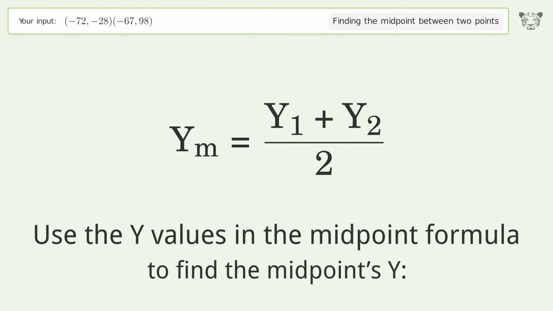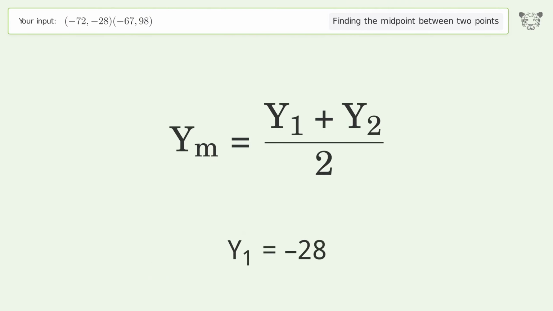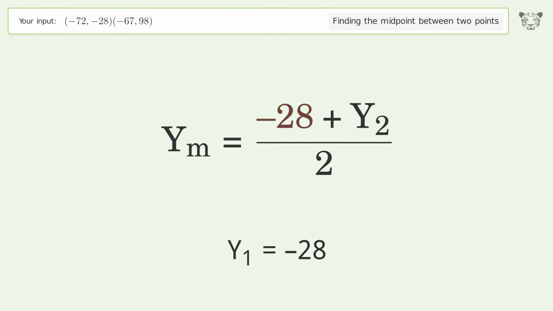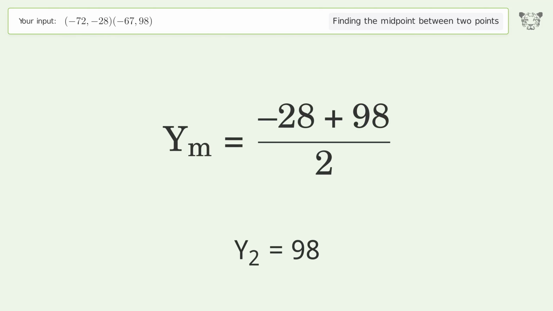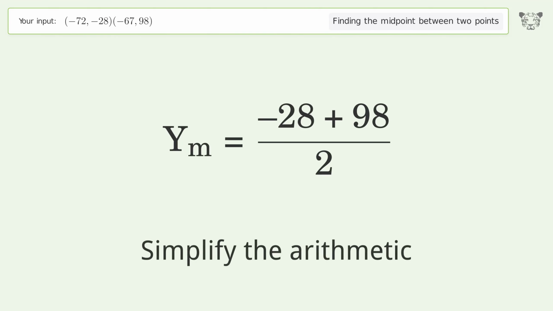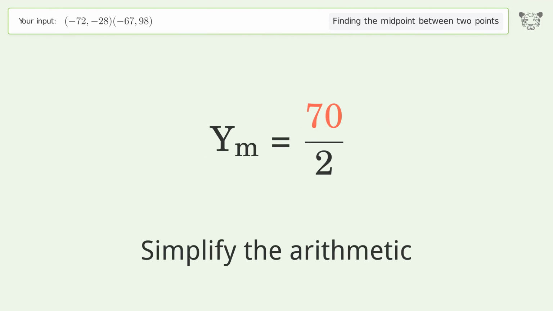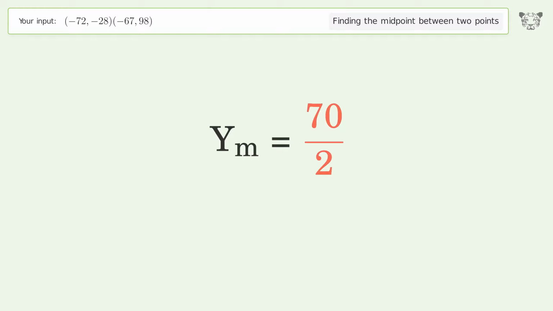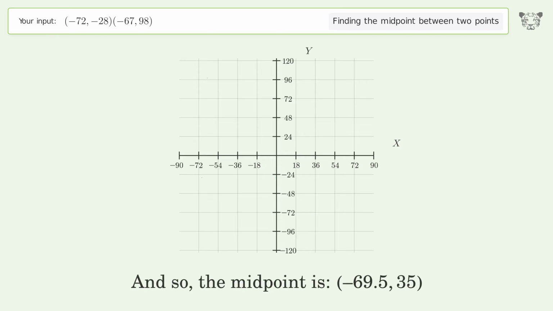Use the y values in the midpoint formula to find the midpoint's y. y1 equals negative 28. y2 equals 98. Simplify the arithmetic. And so, the midpoint is negative 69.535.